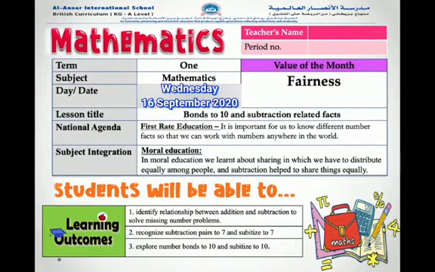Today's maths lesson. In this lesson, we are going to do bonds to 10 and subtraction related facts. So we're going to look at how addition and subtraction are similar and solve missing number problems. We're going to recognize subtraction pairs of 7 and to substitute 7. We're going to also explore number bonds to 10.